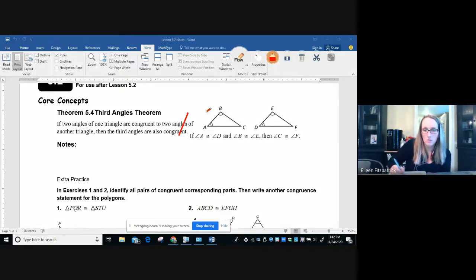Let's say that this angle is, we'll just say that that's 80. That means that E would have to be 80. Let's say that this is 50. This angle would also have to be 50. So because the three angles of a triangle have to add up to 180, you'd add the 2 and subtract from 180 and get that C is 50. Add the 2, subtract from 180 and get that F is 50. So C and F are going to have to be congruent. Okay, that's all that third angle theorem says.